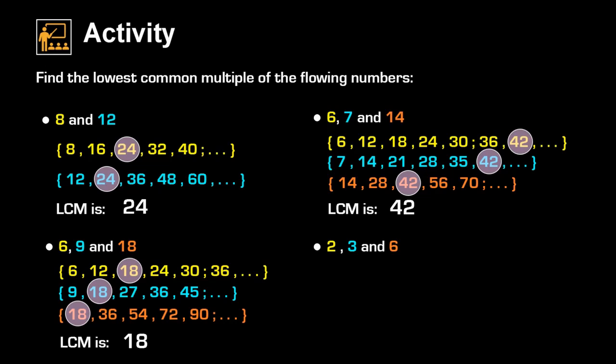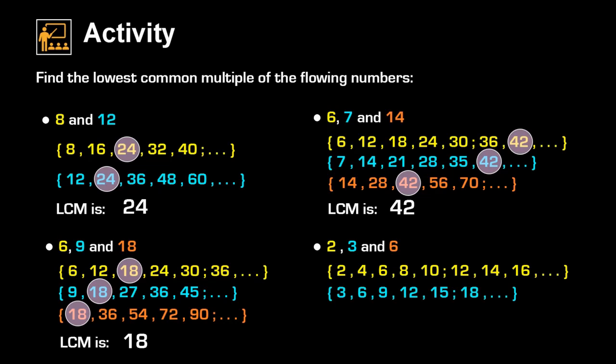And then the last one, I've got 2, 3, and 6. List the multiples of 2. 2, 4, 6, 8, 10, 12, 14, 16. Multiples of 3, 3, 6, 9, 12, 15, 18. And the multiples of 6, 6, 12, 18, 24, 30, 36, 42.